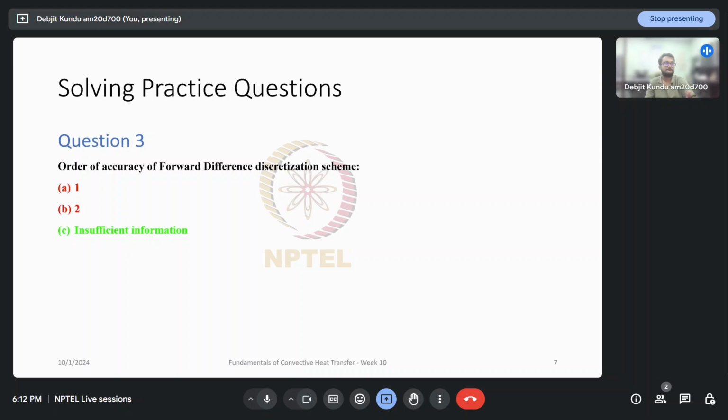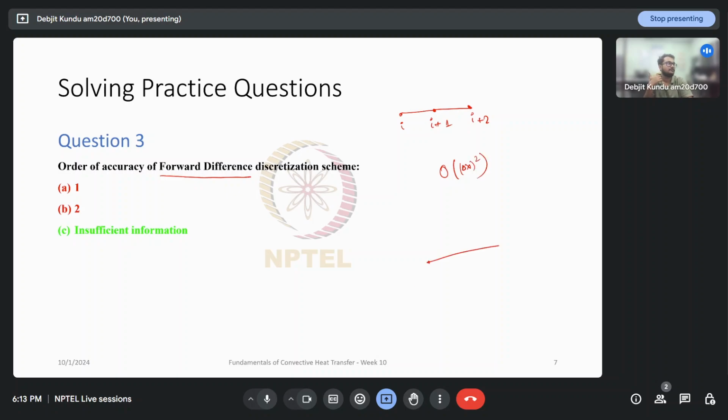So the correct answer would be insufficient information, because it really does not depend on forward difference alone. It also depends on how many points you are considering. So let's say you can use 2 points. So for point I, if you are calculating, you can take 2 points, I plus 1 and I plus 2, and then get a second order accurate scheme.